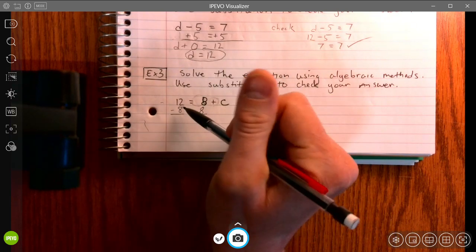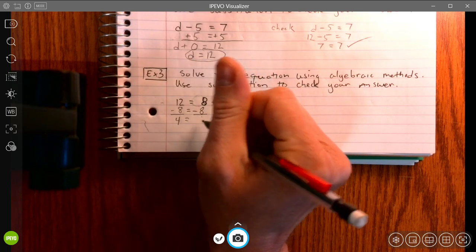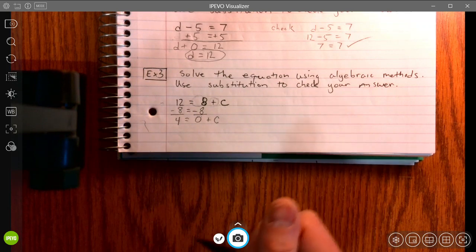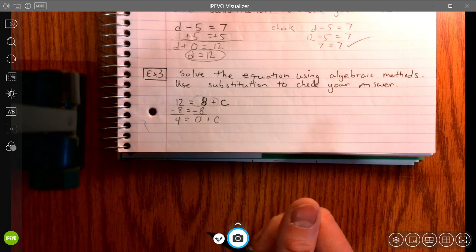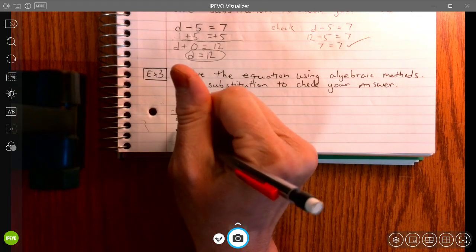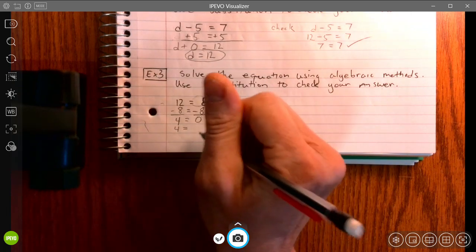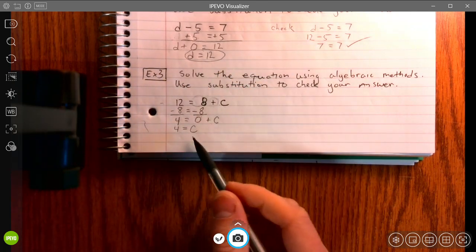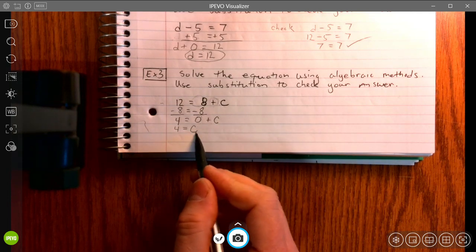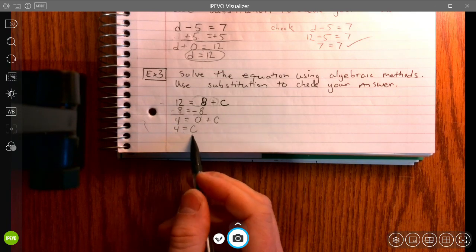Okay, 12 minus 8 is 4. 8 minus 8 is 0. And we're going to copy down the plus c. Okay. I can clean this up further. I'm going to copy down the 4, and I'm going to say 0 plus c is c, because any number plus 0 is just itself. So the answer I got is c equals 4, or 4 equals c.